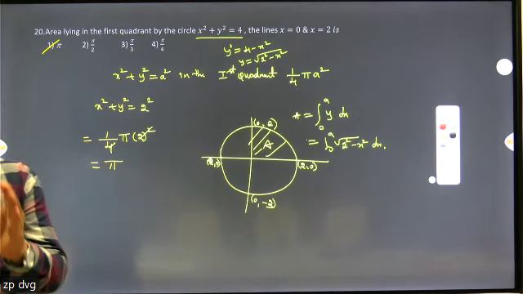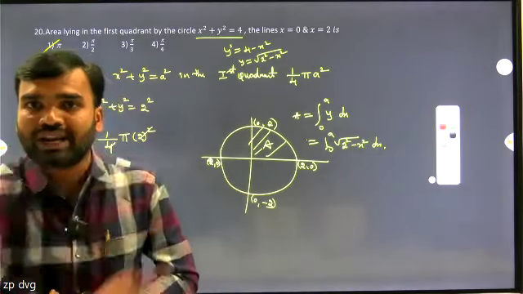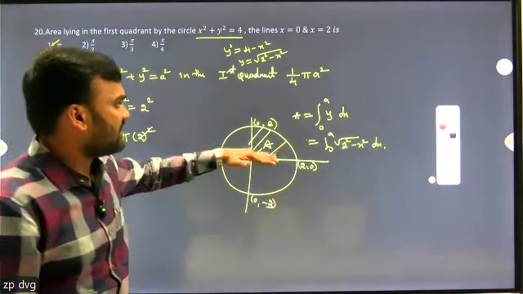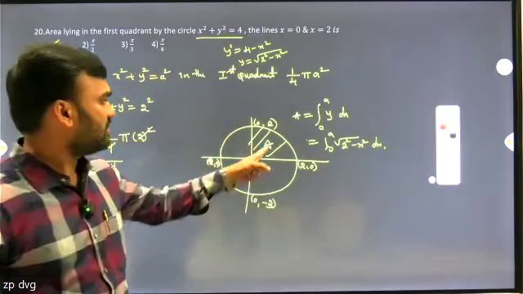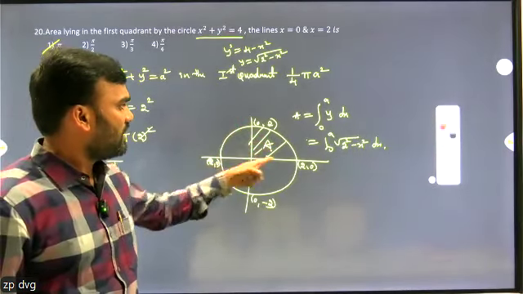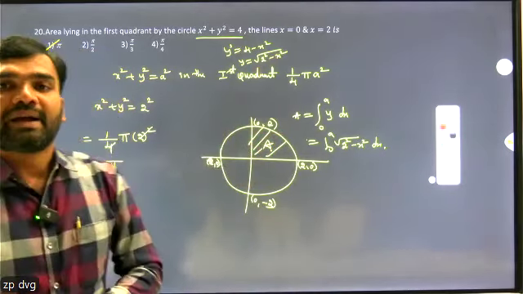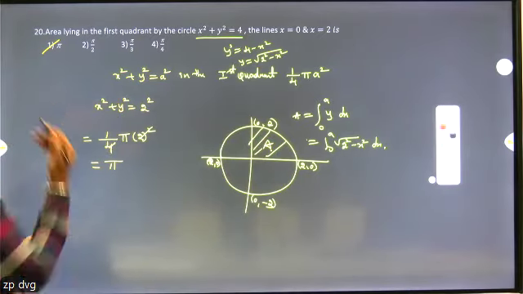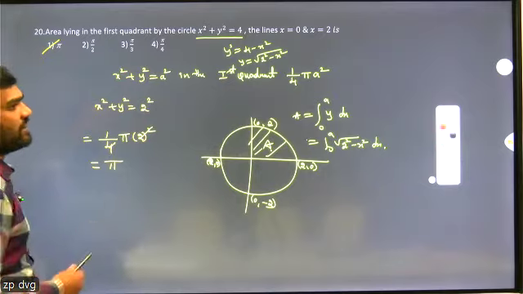For x square plus y square is equal to a square, pi a square is the total area. Semicircle means 1 by 2 pi a square. First quadrant means only this part, that's why 1 by 4 pi a square. Directly we go for this one, no need to go for this procedure. Okay, we go for the next problem.